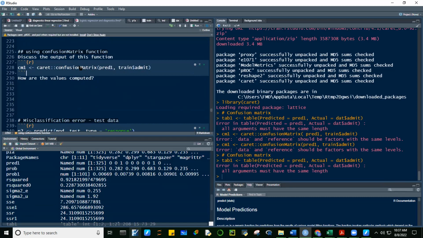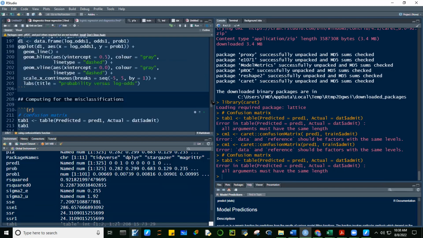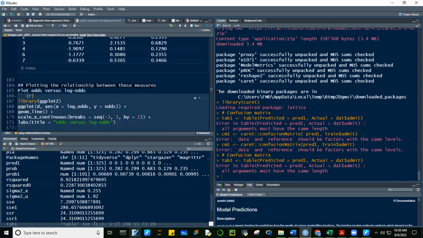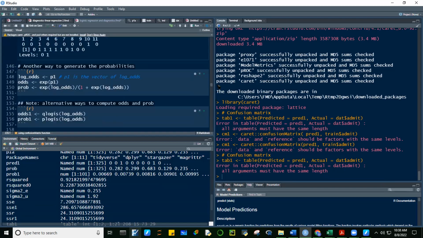So ito diretso yung confusion matrix, no? Okay, si pred1. Ito si train. Okay, tama naman ito. Okay, so dali guys. Let me go to... i-run ko nga ulit yung pred1. Asan si pred1 natin?